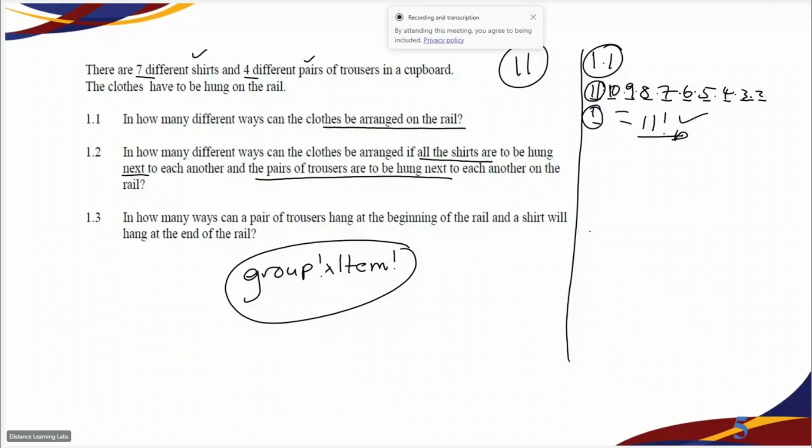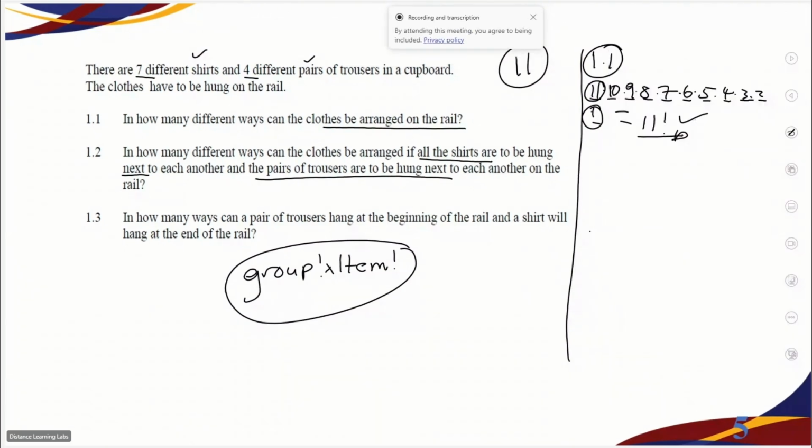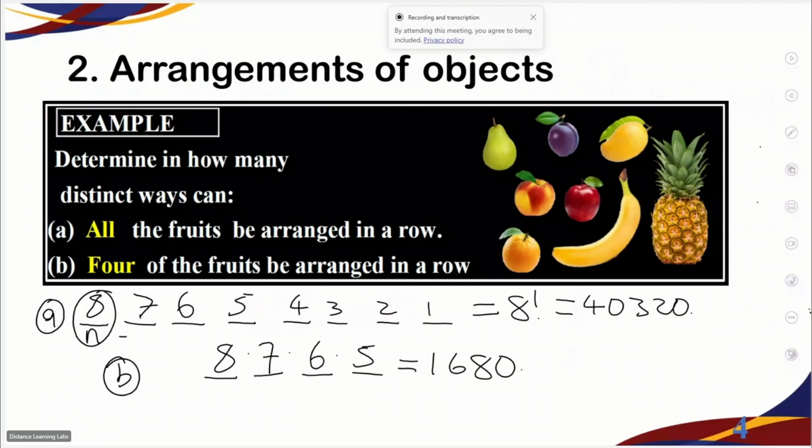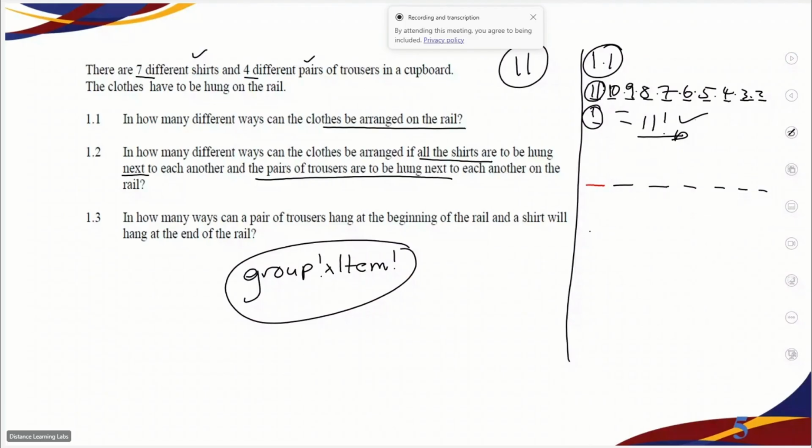Based on the statement, there are 7 different shirts. If there are 7 different shirts, it means for the shirts we have 7 spaces: 1, 2, 3, 4, 5, 6, 7. Meaning for the first position, all the shirts would be competing for it. Hence, we are going to have 7 here. That means all 7 of them will be competing for the first position.